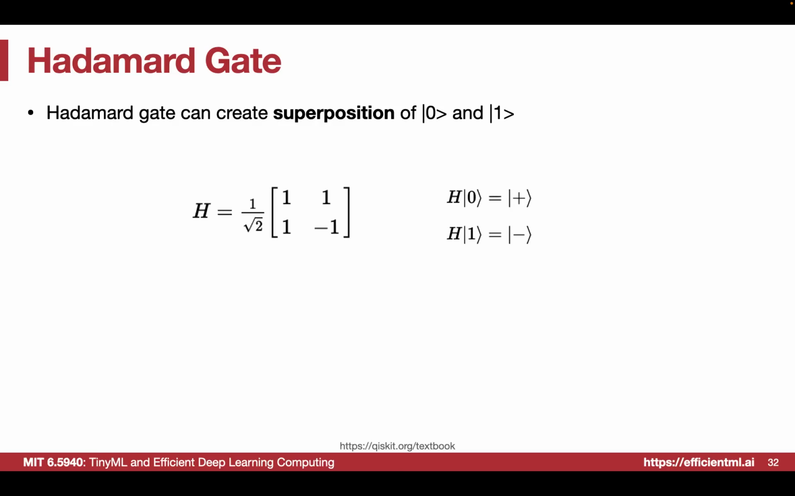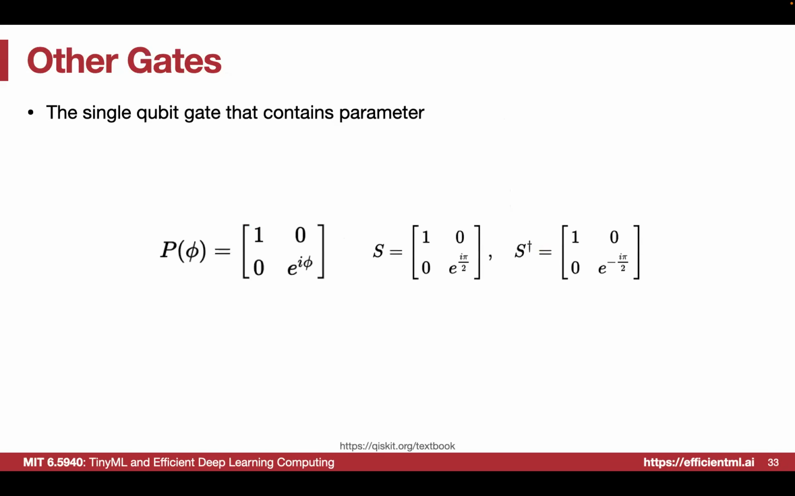So the way that we apply this Hadamard gate is that if we do the computation of this H to the 0 state, we can obtain the plus state. And if we apply this H gate to 1, we can obtain the minus state, right? So that means we can use this to create the superposition of 1 and 0.